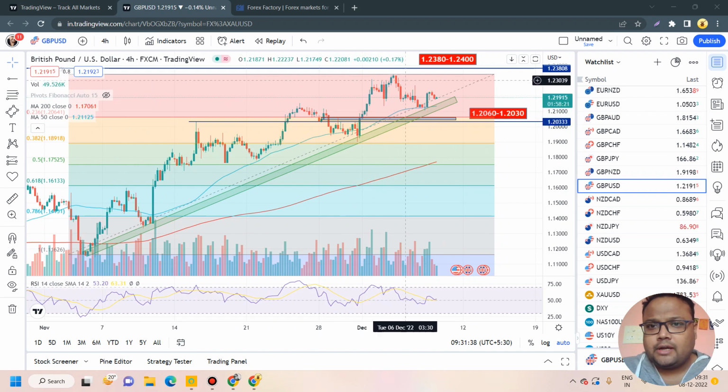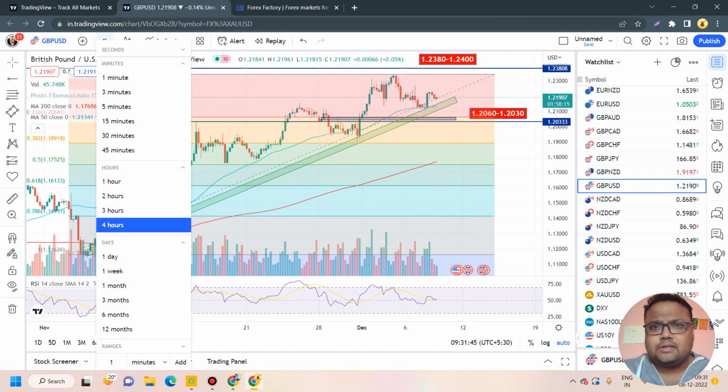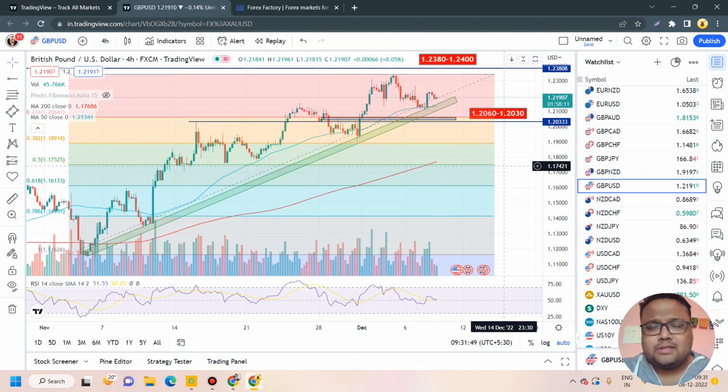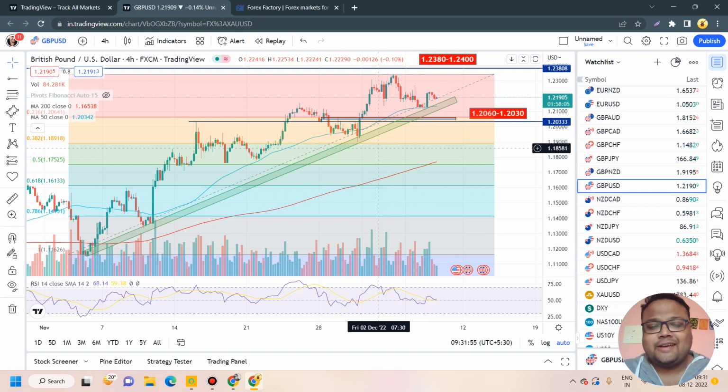But we should not forget that we have a resistance zone around 1.2380 to 1.2400 that we have seen in our previous videos. If you are looking for detailed analysis, then my dear friends, please watch the video that I uploaded yesterday or the day before yesterday, because I do not want to repeat the same stuff and bore you again.